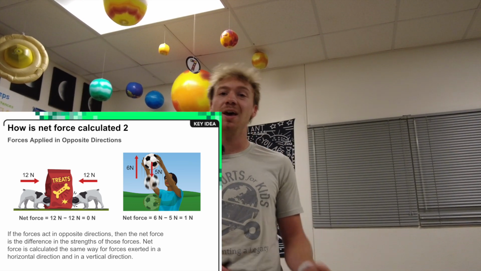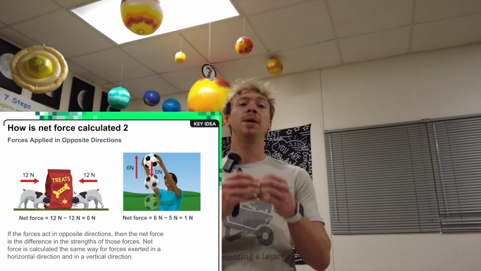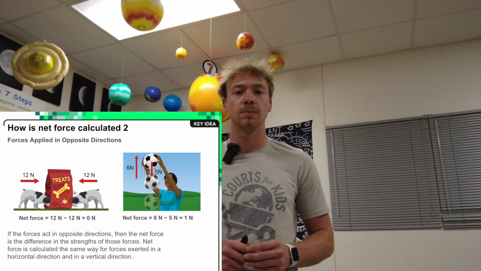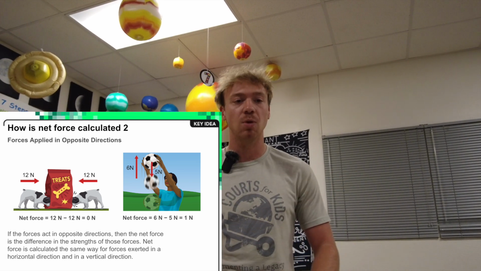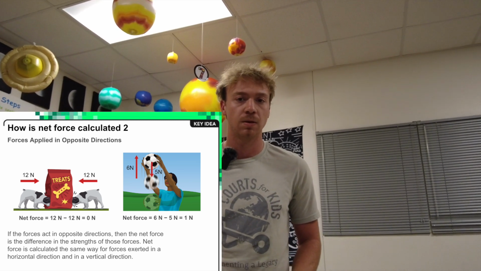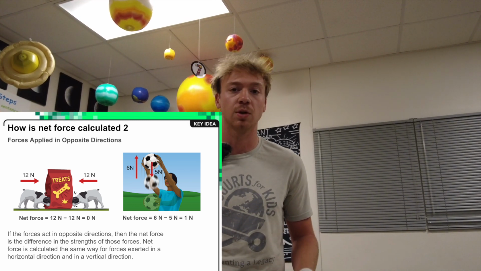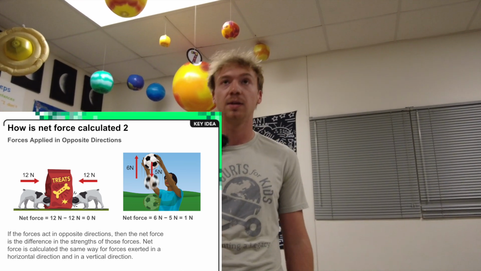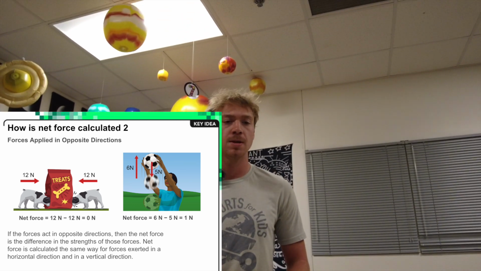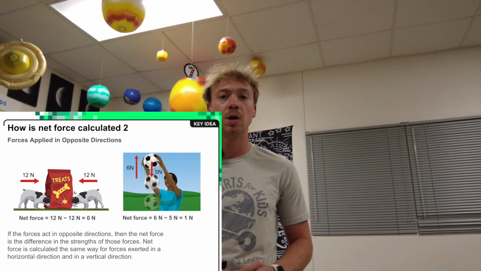However, in the other example, you see somebody dropping a soccer ball downwards. There's an upward force of 6 newtons and a downward force of 5 newtons. We subtract those two numbers because they're going in opposite directions, and we know that 6 minus 5 gives us 1 newton. So the net force for that example would be 1 newton downwards.